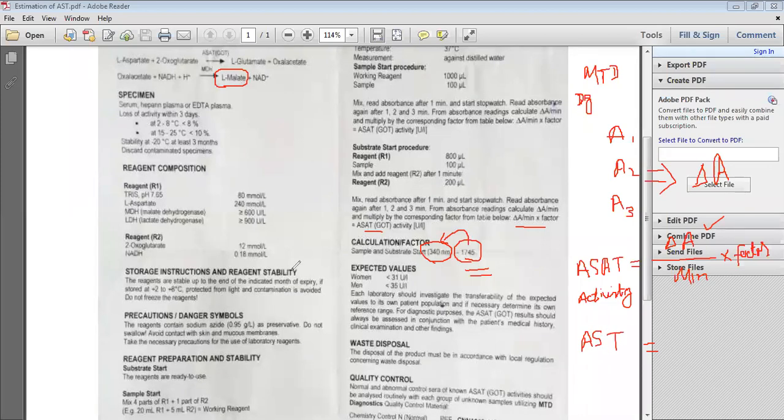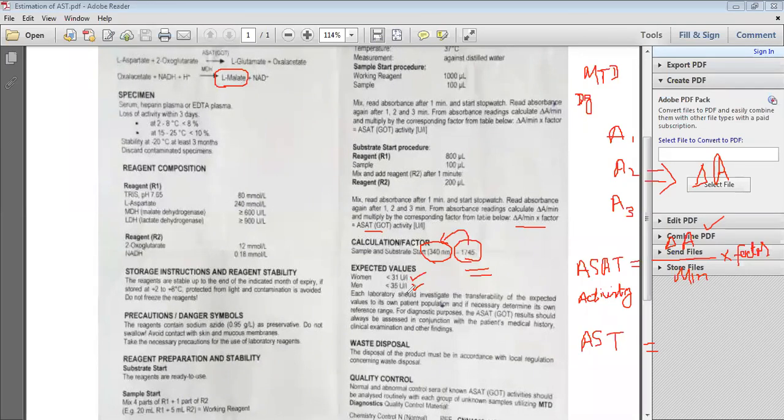AST in the serum. So the expected values of AST in women should be up to 31 international units. The unit for enzyme activity, that is international unit, is represented with U over L. And the value for men will be 35 international units. In women, the quantity should be less than 31 international units, and in men it should be less than 35 international units.